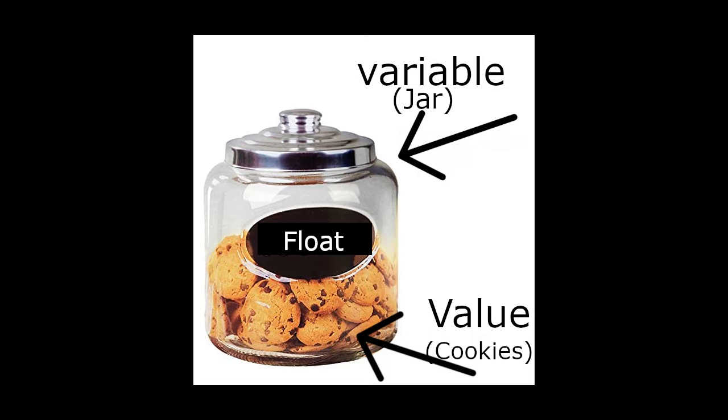So in this case, the cookie would be the value, and the jar would be the variable, because it's a container. We're using it as a container to contain whatever we need inside, the value inside the jar. And the data type would be the label, because we're declaring what kind of variable we want to make. In this case, it would be a jar for cookies. So that was just a basic example for anybody to catch on to. Here's a more practical example of how a data type and variable is structured.